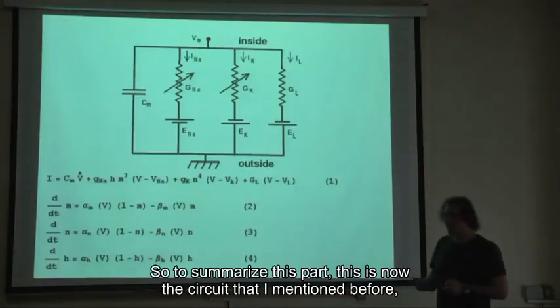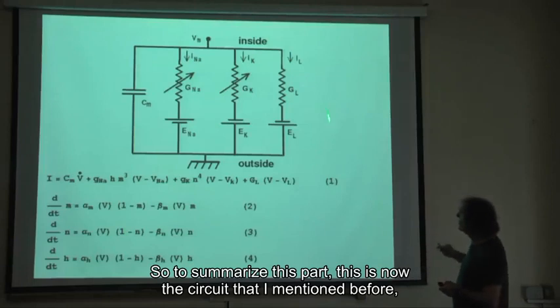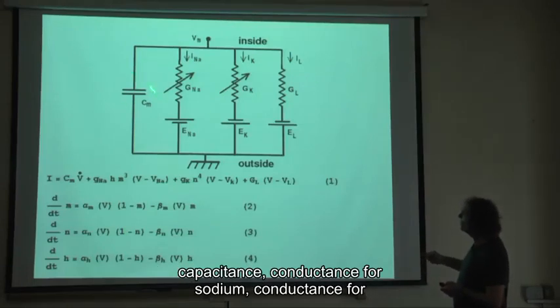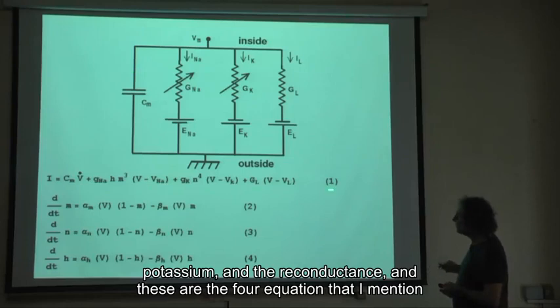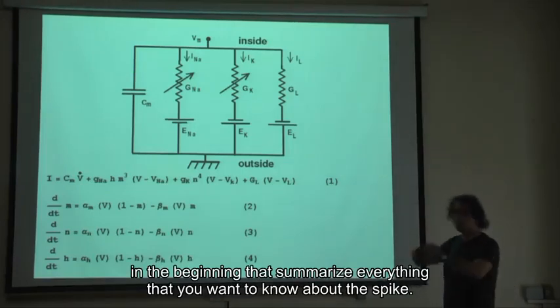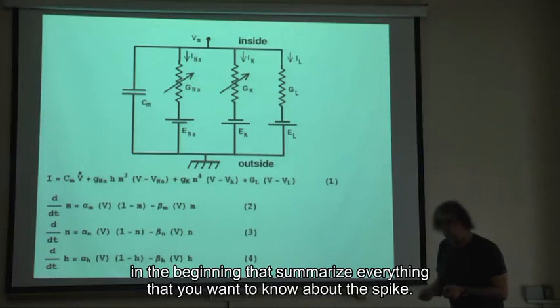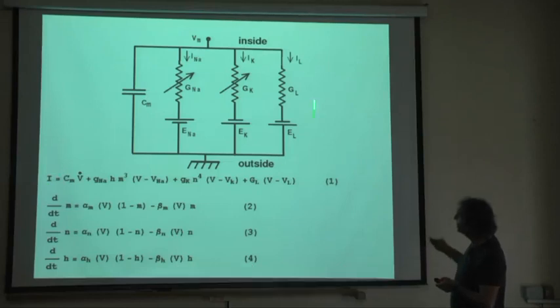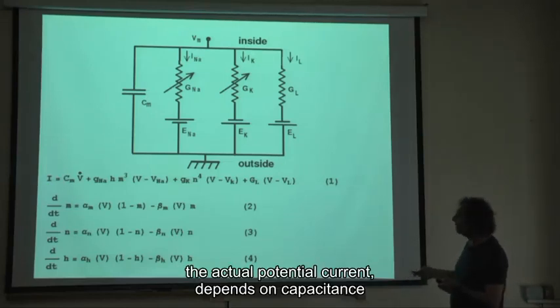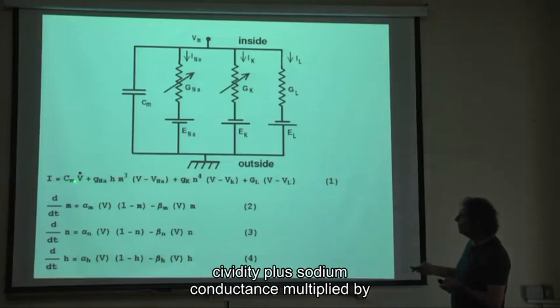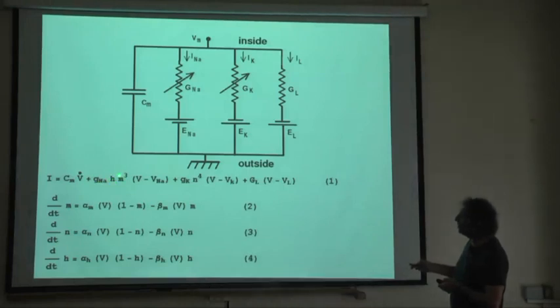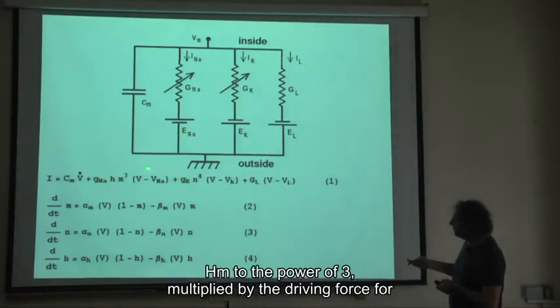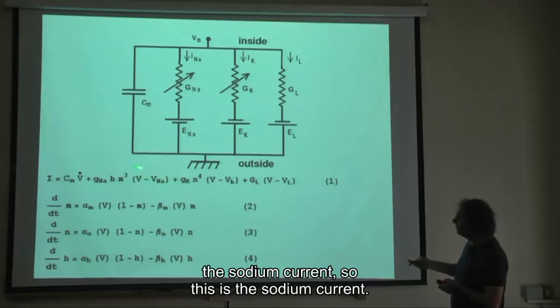So to summarize this part, this is now the circuit that I mentioned before: capacitance, conductance for sodium, conductance for potassium, and the leak conductance. And these are the four equations that I mentioned in the beginning that summarize everything that you want to know about the spike. So this is the grand equation, because it says that the action potential current depends on capacitance C dV/dt plus sodium conductance multiplied by h m to the power of 3 multiplied by the driving force for the sodium current.